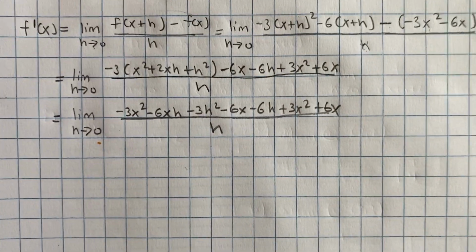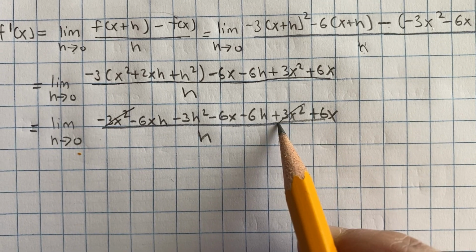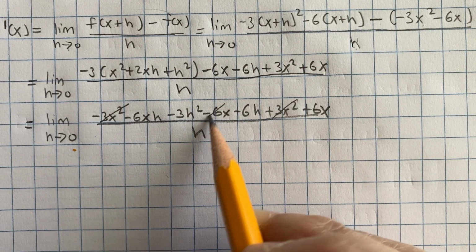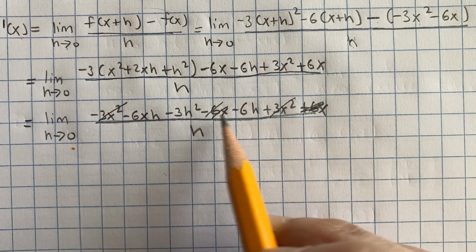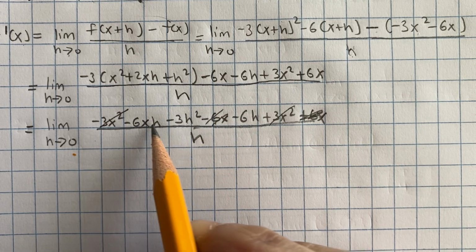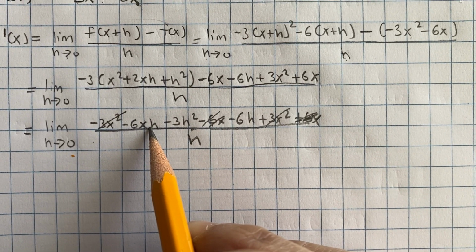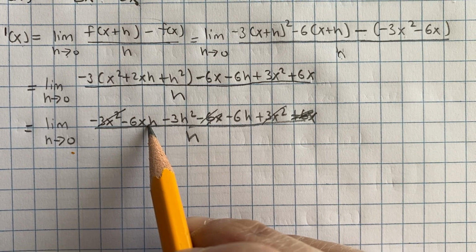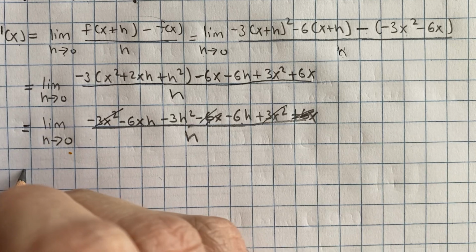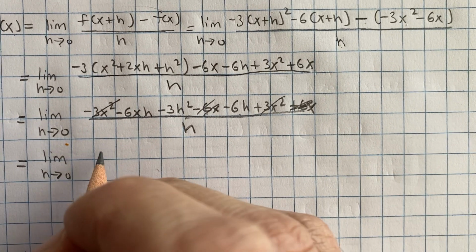All right, now take a look. Some of these terms should cancel out, right? Negative 3x squared, positive 3x squared disappear. Positive 6x and negative 6x, right? These guys disappear. And between these three terms right here, it looks like I could factor out a negative h, or you could factor out a negative 3h. So it's up to you. Let's factor out a negative 3h.